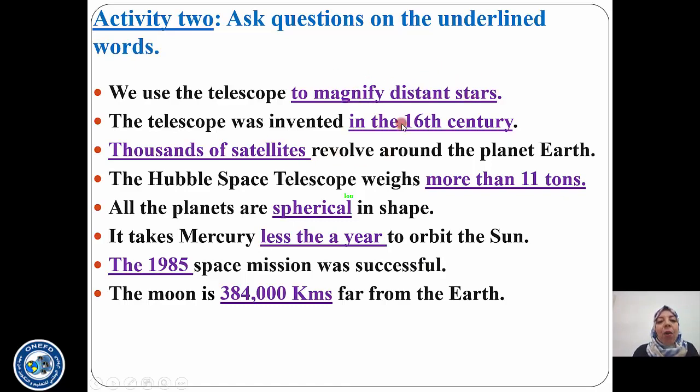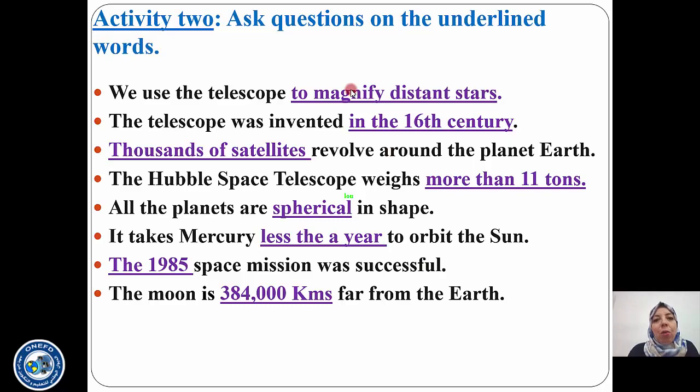Okay, so what are we asking the question about here? It is the function of the telescope, right? And this can help you to find the interrogative pronoun you are going to use in this question. So two things are very important when asking a question. The question word or the interrogative pronoun and the structure of the sentence, I mean the correct form of the verb.